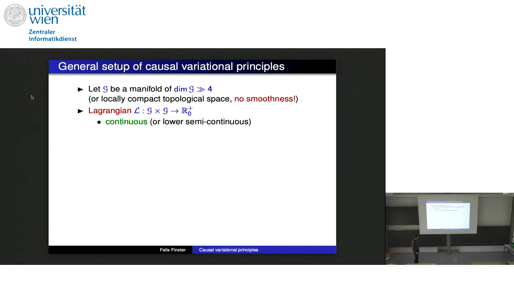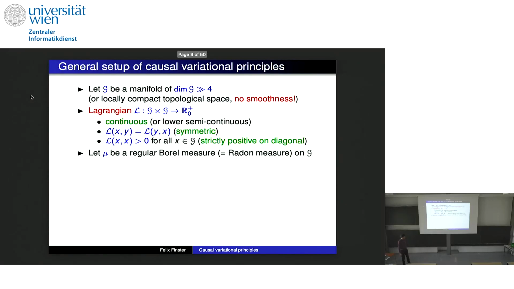First of all, it is continuous. In fact, lower semi-continuous is sufficient, but this doesn't matter for the purpose of the talk. So let's suppose it's a continuous function. It's symmetric, and moreover, it's strictly positive on the diagonal. So L of x,x is strictly positive for all x in G. And next, we consider a regular Borel measure on G. And this makes it possible to write down the action. So the action looks as follows. We take the Lagrangian and integrate both arguments with respect to the measure mu.